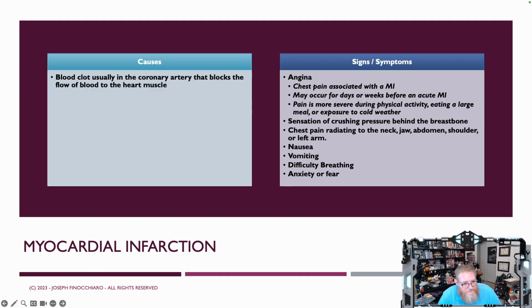Causes of myocardial infarction: blood clots, usually in the coronary artery, that block the flow of blood to the heart muscle. Signs and symptoms of a myocardial infarction include angina, which is chest pain. It may occur for days or weeks before an acute myocardial infarction. Pain is more severe during physical activity, eating a large meal, or exposure to cold weather. There is a sensation of crushing pressure behind the breastbone. Chest pain radiating to the neck, jaw, abdomen, shoulder, or left arm. Nausea, vomiting, difficulty breathing, and anxiety or fear.